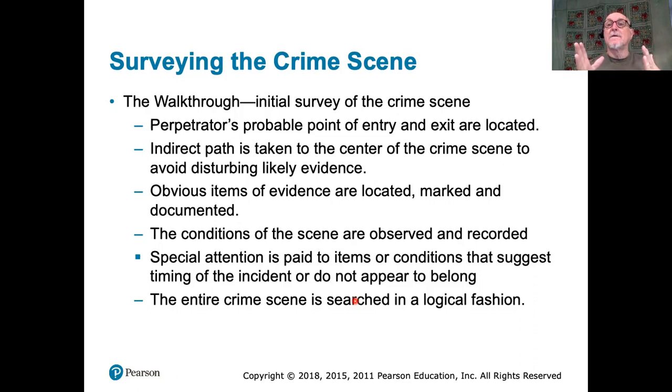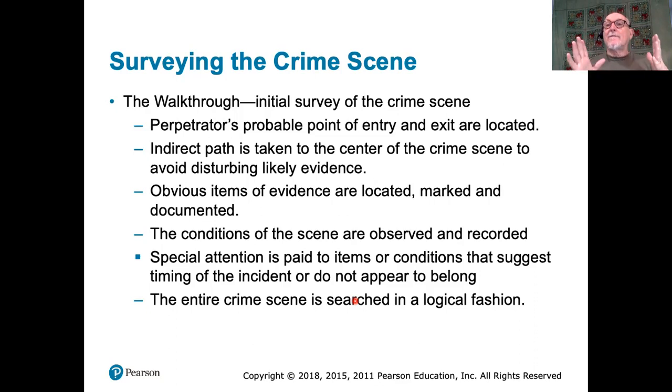All obvious items of evidence are immediately located, they are marked, and they are documented. Documented in ways which we'll discuss in a minute, but their position is documented without them being moved. The overall conditions need to be observed and logged, and they pay special attention to anything which looks like it is out of place. All of these searches need to be logical. They need to be done in an orderly fashion so that the entire scene is covered and carefully examined for evidence.